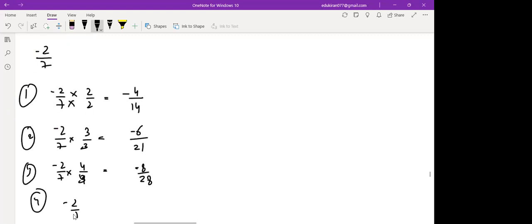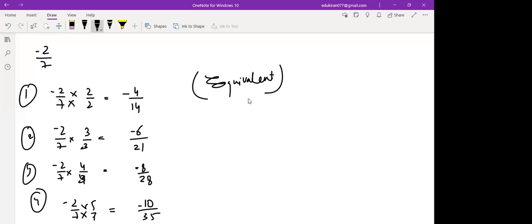Next, minus 2 upon 7, minus 10 by 35. Ma'am, in the first question, you told me that you should do it greater than the rational numbers they tell us to find. No, that is for finding the rational numbers. This question is for the equivalent. In equivalent, you don't have to think anything about it.